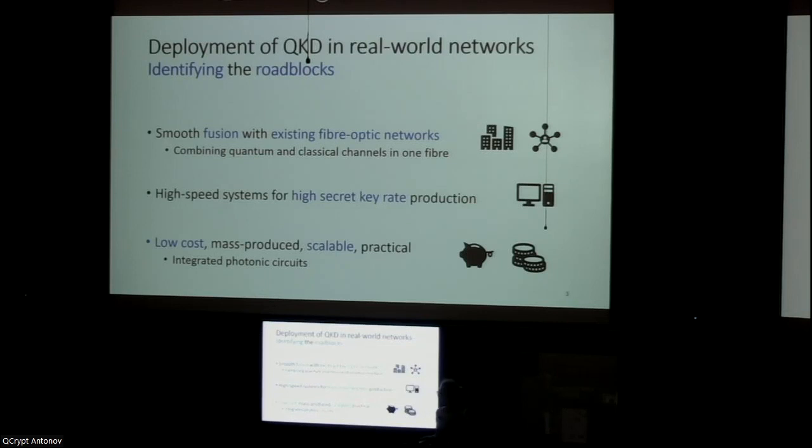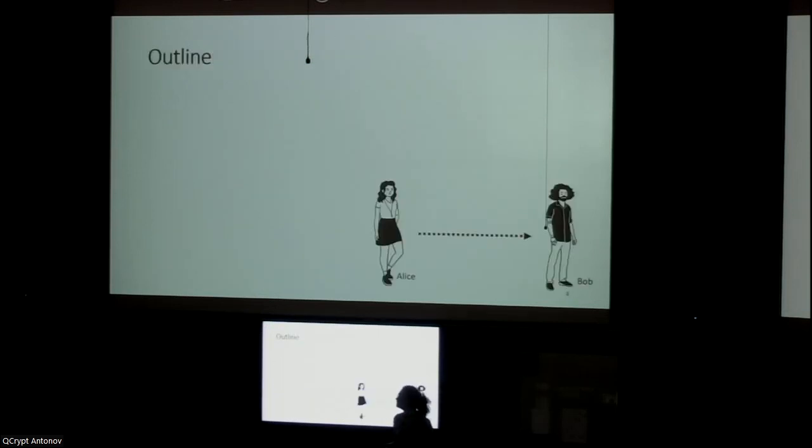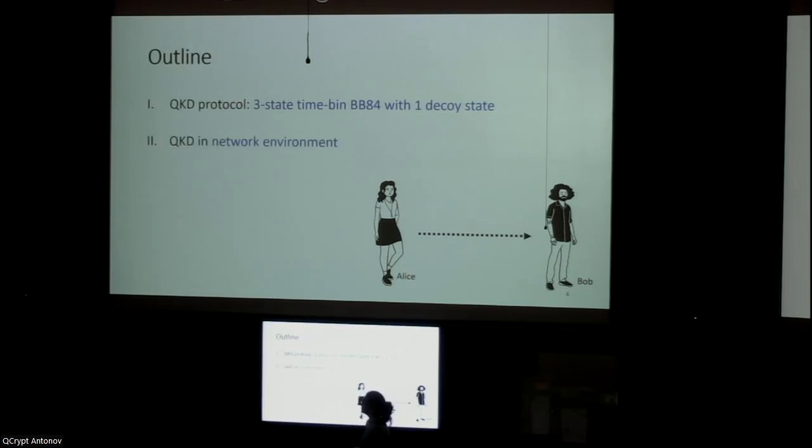This corresponds quite well to my outline today, where I'll first start with presenting our QKD protocol, namely the 3-state time-bin BB84 protocol with 1 decoy state. Then I'll follow the list that I just showed you. I'll present the implementation of this protocol in a network environment. Then I'll discuss the same implementation, achieving as high secret key rate as possible. And then finally, I'll present our high-speed integrated QKD system.